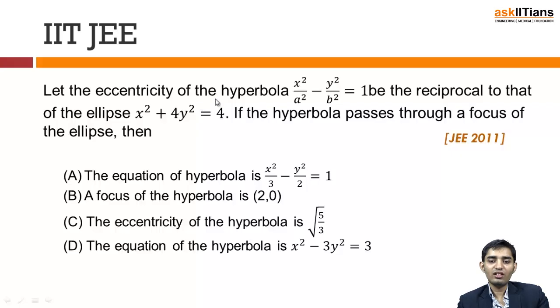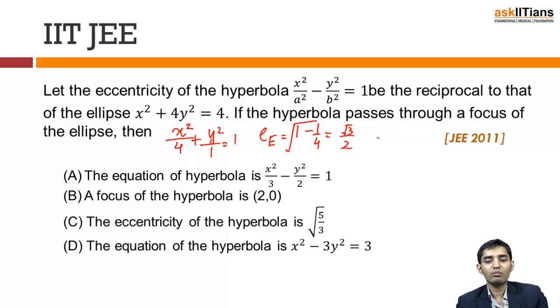Let the eccentricity of hyperbola be the reciprocal to that of the ellipse. Alright. So eccentricity of hyperbola is reciprocal to this ellipse. So let me write down this ellipse in standard form. Y square by 1 equal to 1. Right, this is the equation of ellipse in standard form. So what is the eccentricity of ellipse? Eccentricity of ellipse is 1 minus 1 by 4 under root. So this is nothing but root 3 by 2. So what will be eccentricity of hyperbola? Reciprocal of this. Right, so this will be 2 by root 3.